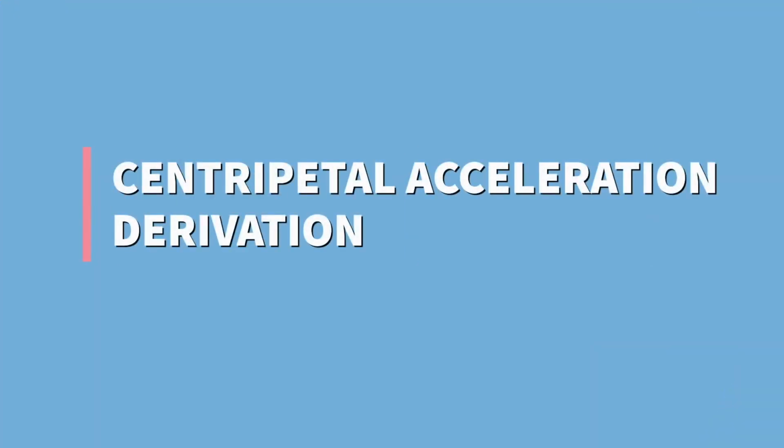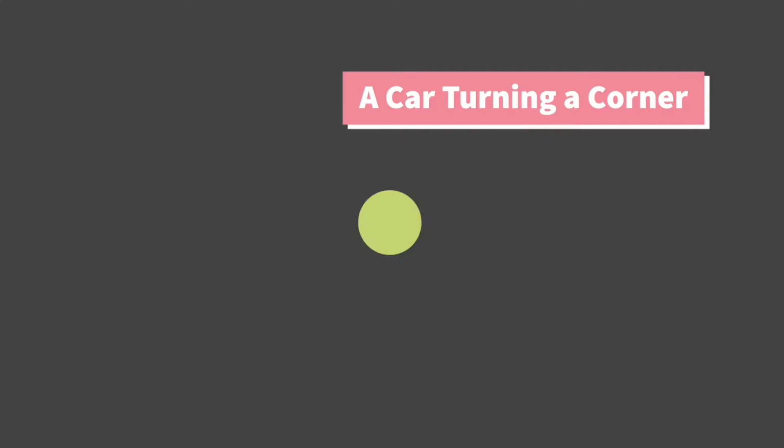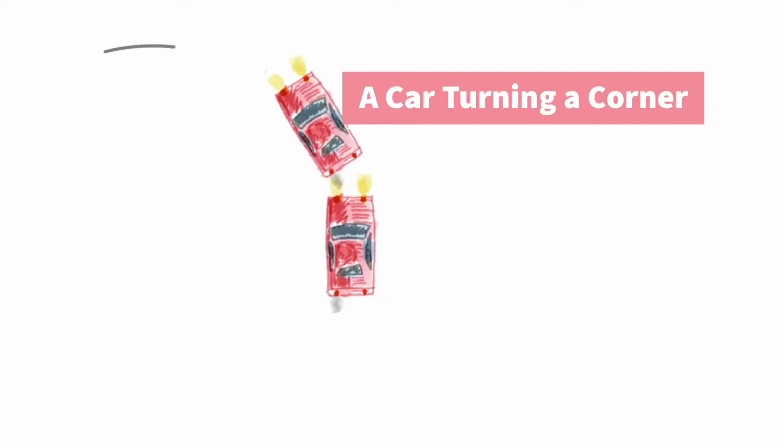Okay, welcome to today's video on centripetal acceleration. In today's video, we're going to derive the formula, so a equals v squared on r, and we're going to use this using a car turning a corner example. And we're going to have to use the small angle approximation.